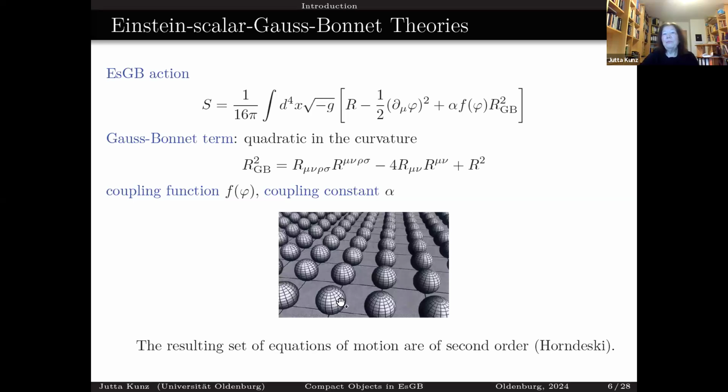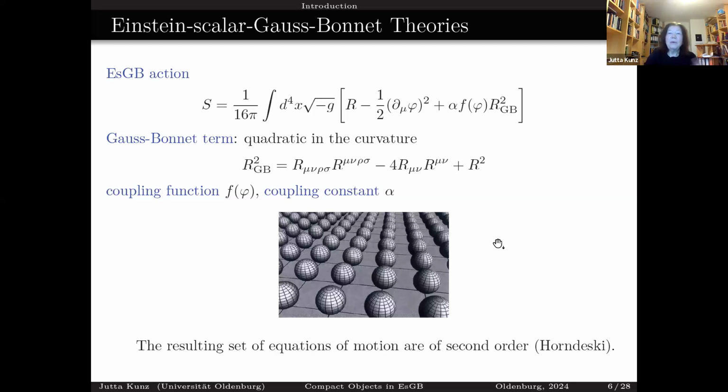And then when you use it, since it's a Horndeski theory, you obtain second order field equations, and you know how to handle these, because it's like in GR.